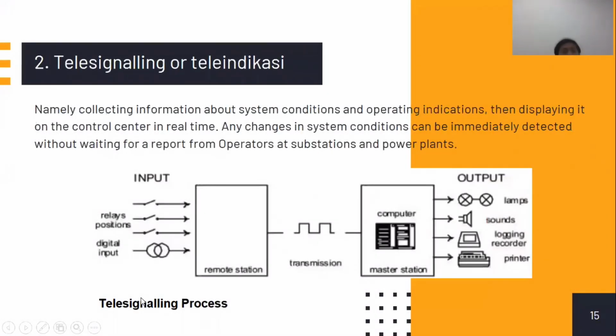And two is telesignaling or teleindication, namely collecting information about system condition and operating indication, then displaying it on the control center in real time. Any change in system condition can be immediately detected without waiting for a report from the operator at the substation and power plant. And this is a telesignaling process.